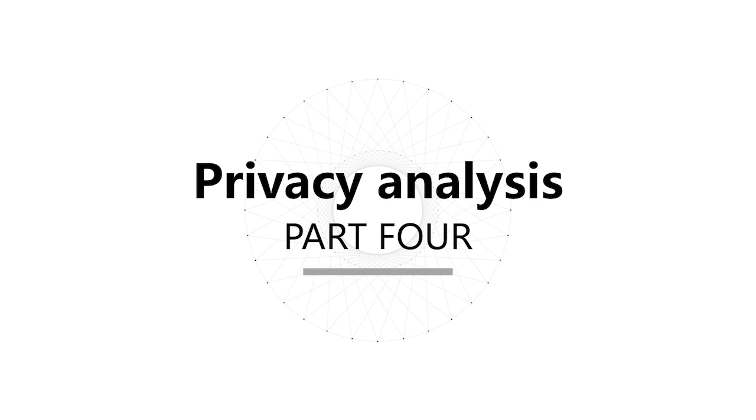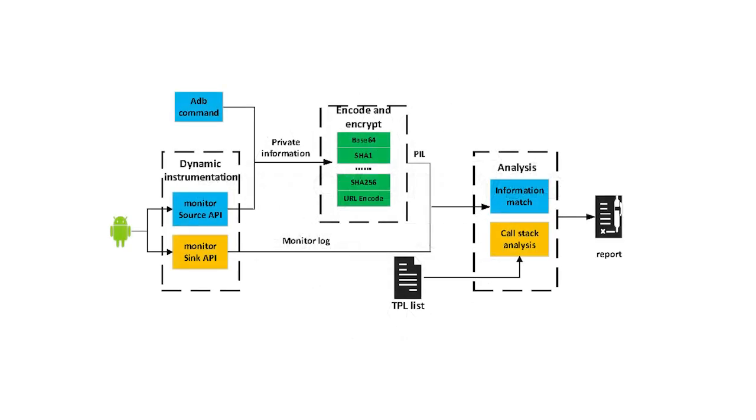Then is the privacy analysis. As can be seen from the picture, we use ADB and instrumentation of the source APIs to obtain device-related information. Meanwhile, we monitor source API and sink API to get a monitor log. A TPL list can be obtained from TPL detection. Then we perform information match and call stack analysis to get a report of privacy analysis of TPL.